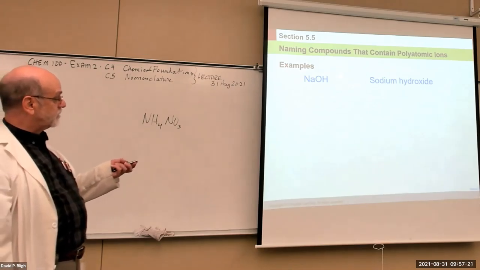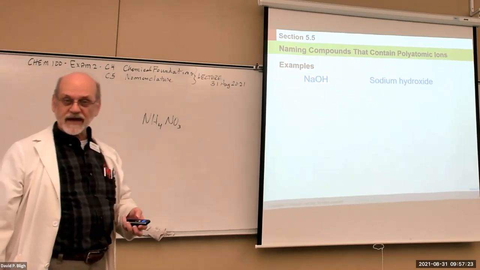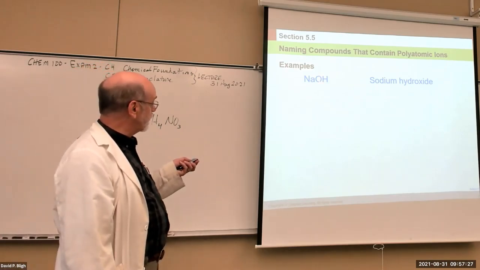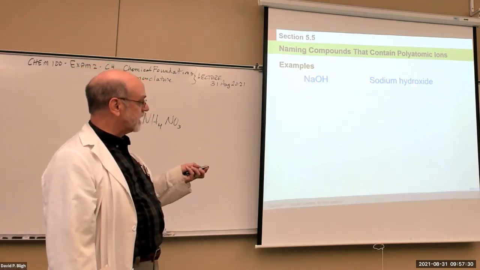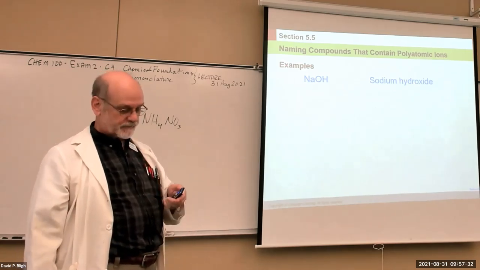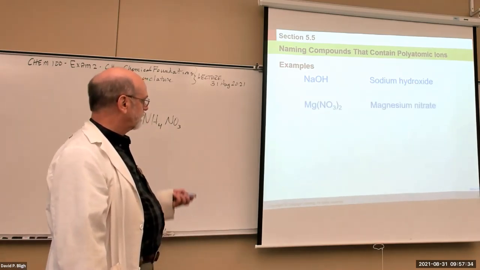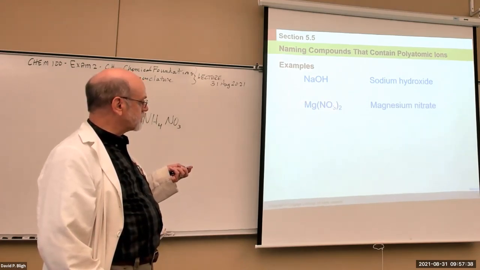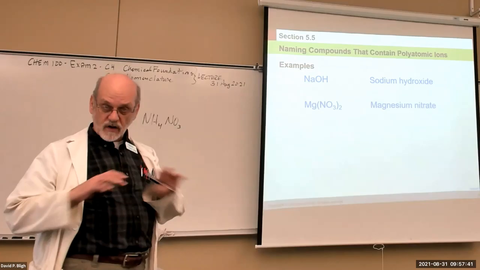Okay, hydroxide is a polyatomic ion. It's OH minus. So one of these combines with one of those positives, and that's the name. That's all you need to say. Magnesium is a fixed charge. Nitrate is a fixed charge. Magnesium nitrate is all you need to say.